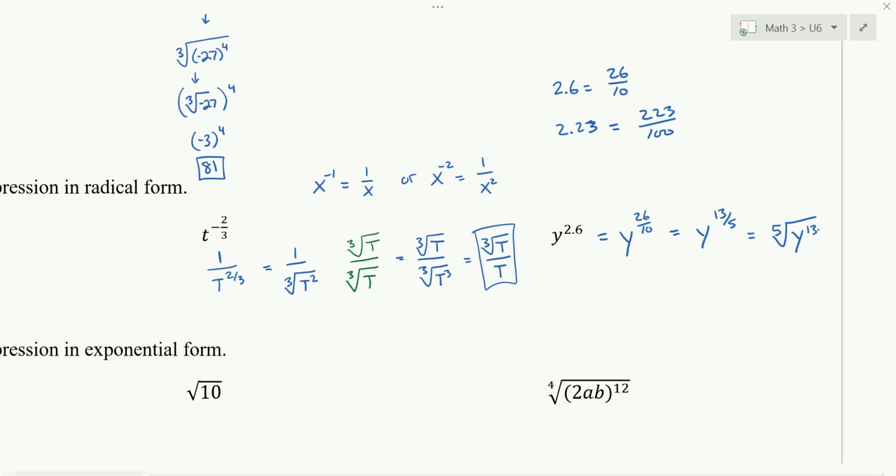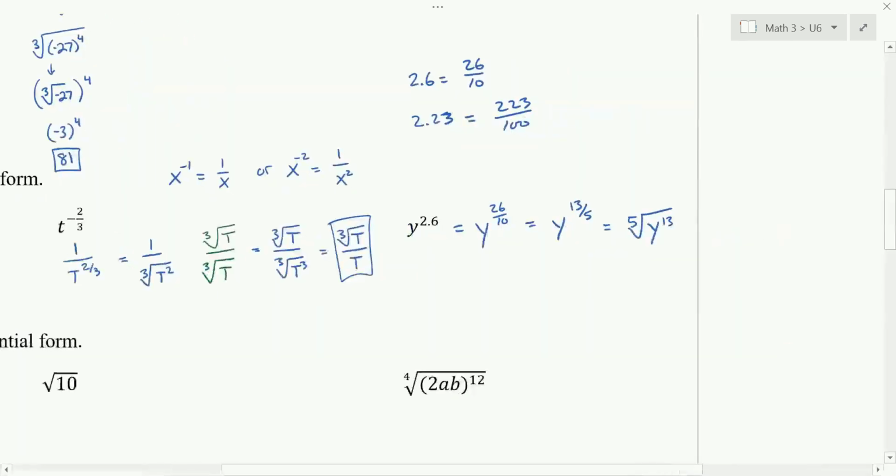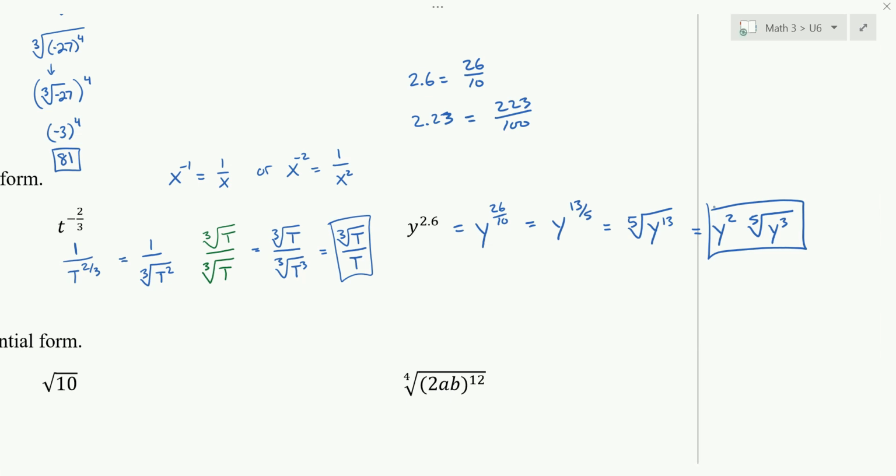But we shouldn't stop there. Why not? We can simplify it more. We got 13 y's underneath the 5th root, right? And we're looking for sets of 5. So we can get some sets of 5 out of the 13, right? How many, if we listed those y's in a row, got 13 of them, how many sets of 5 y's would we get? So the y squared. And then how many would be remaining? And so y squared times the 5th root of y cubed, what we're after. So remember what we've learned already, and we need to apply that to this. Okay.